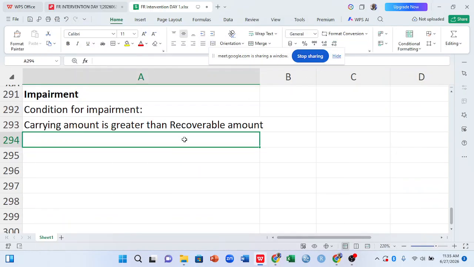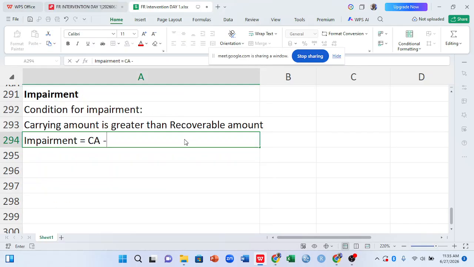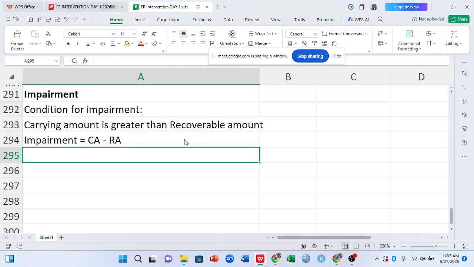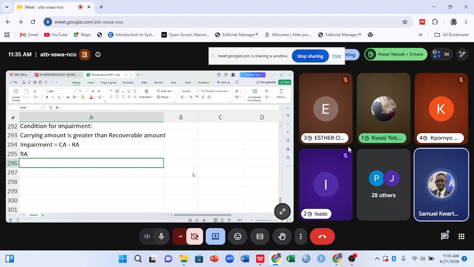Then next, you calculate the impairment itself. So impairment here will be the carrying amount of the asset less the recoverable amount. And how do we get the recoverable amount of the asset? Yeah, some hands are up. Jerry, go ahead.